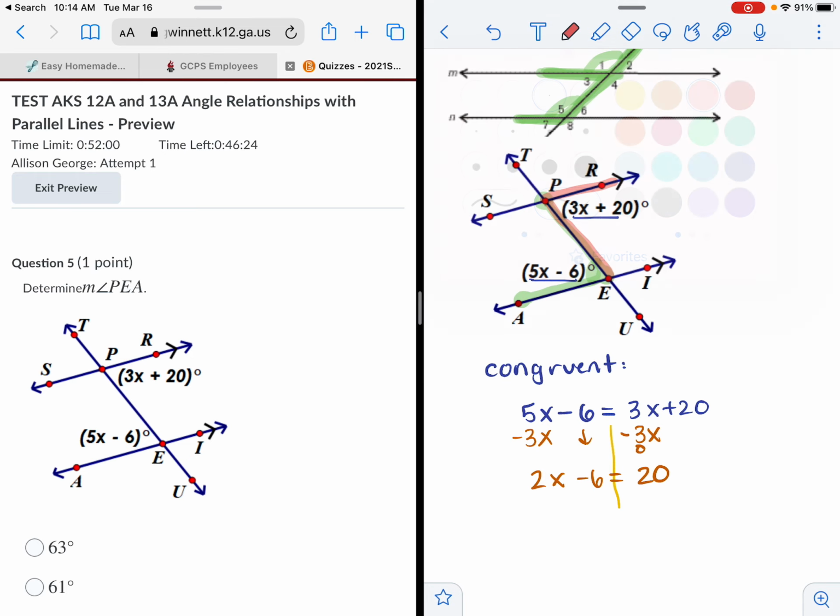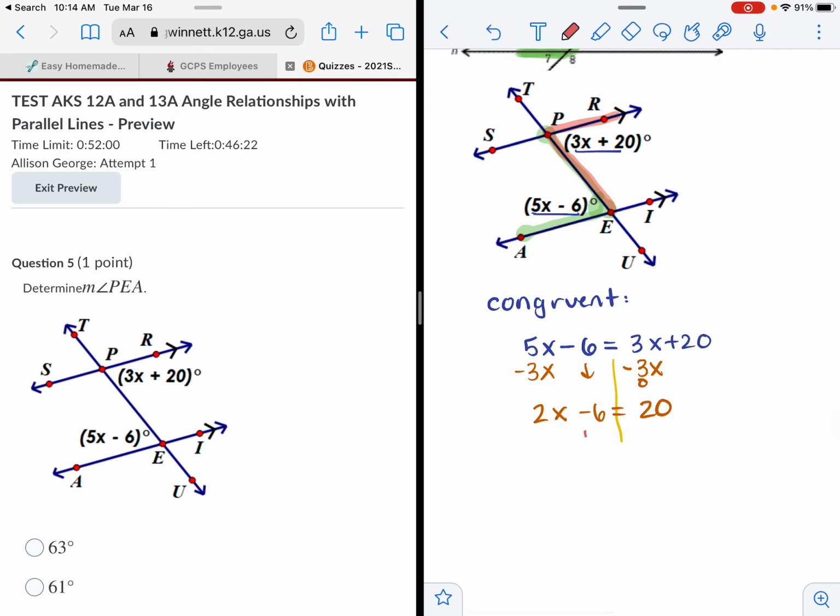All right, next thing I want to do is move the 6 over, so I will add 6 to both sides. I get 2x equals 26.